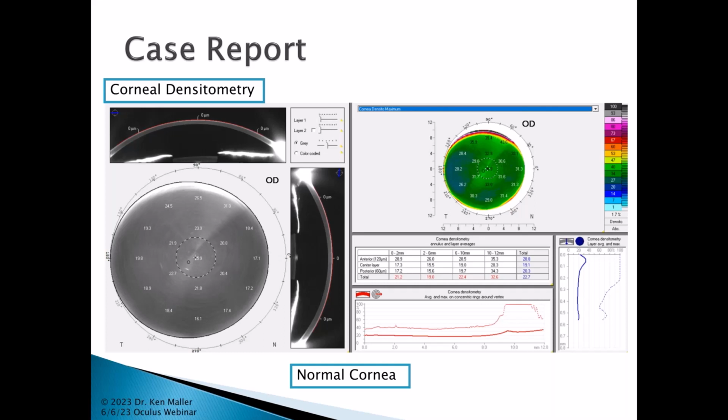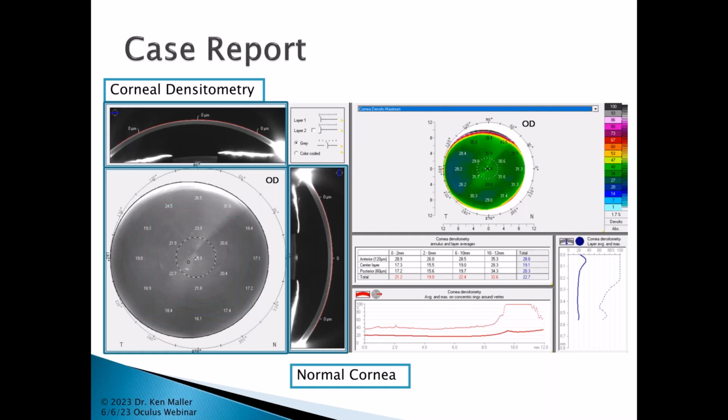So just to understand a little bit about this screen, in the upper left box, that's a cross-section of the horizontal. And here is a cross-section of the vertical cornea. And of course, this is the normal cornea. The sum total is over here in that big box.